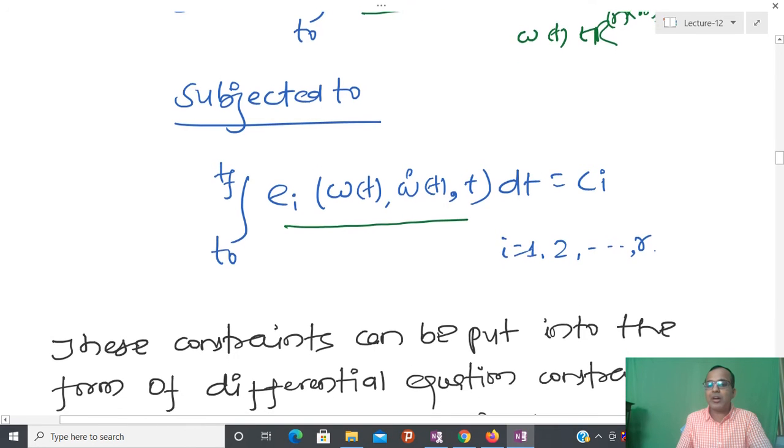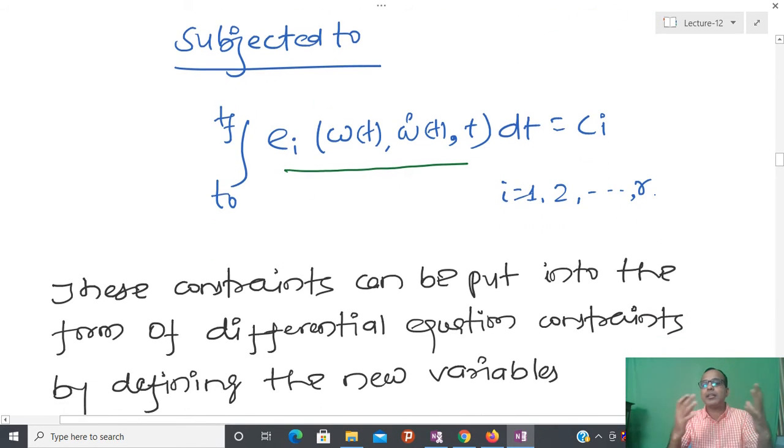Now you can see that in calculus, if I have an integral equation, it is possible to convert that integral equation into a differential equation. I am going to take help of that, and once I have a differential equation, we know how to solve the optimal control problem, or a variational problem related to the functional, whenever I have some kind of differential constraint.